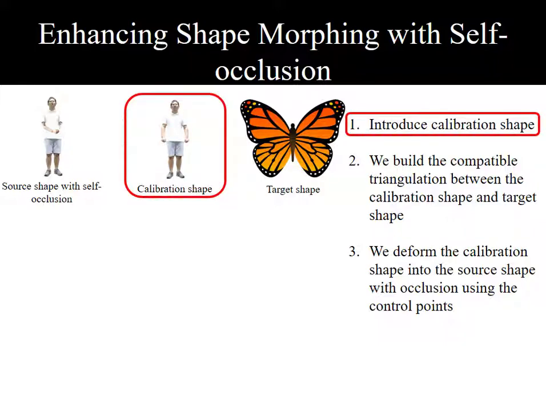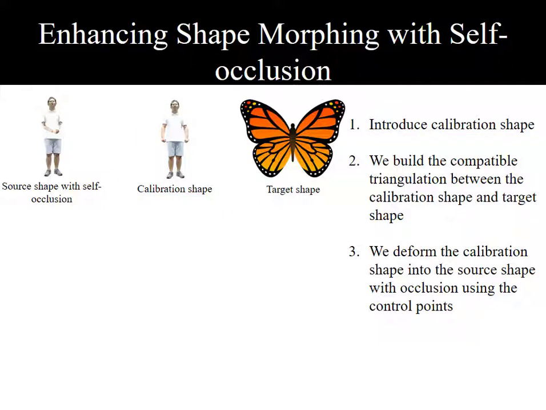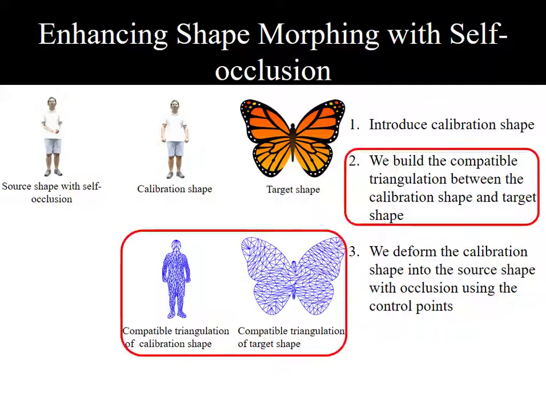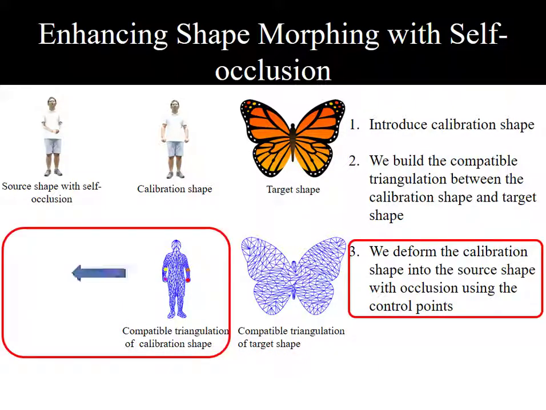The calibration shape helps to extract the topology information such as the deformation control points, and it also gives us the full body texture of the source object. We then build a compatible triangulation between the calibration shape and target shape. Lastly, we deform the mesh of calibration shape into the mesh of source shape with occlusion using the control points.